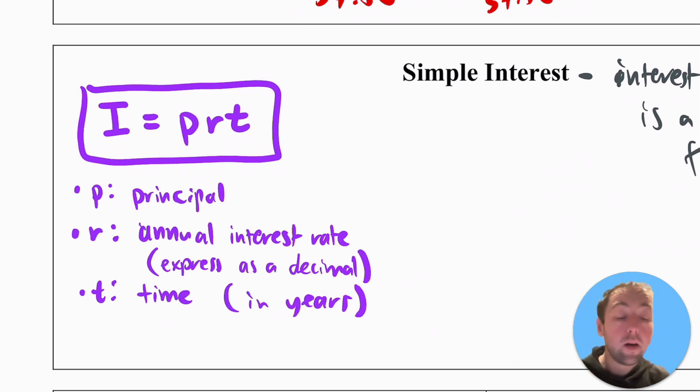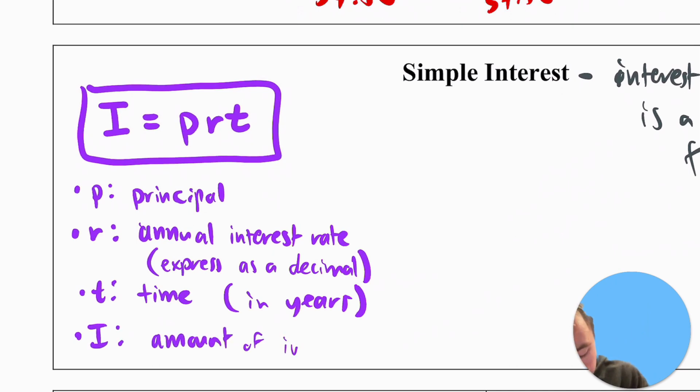So if you wanted to figure out a problem where the money was going to be in there for a certain number of months, then you'd have to convert it to years. So time in financial math and that sort of thing is always in the unit of years, and that's really important as well. And then finally, I is just the dollar amount of interest growth that has occurred.